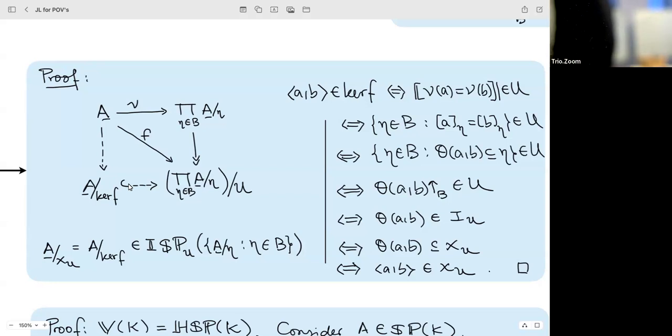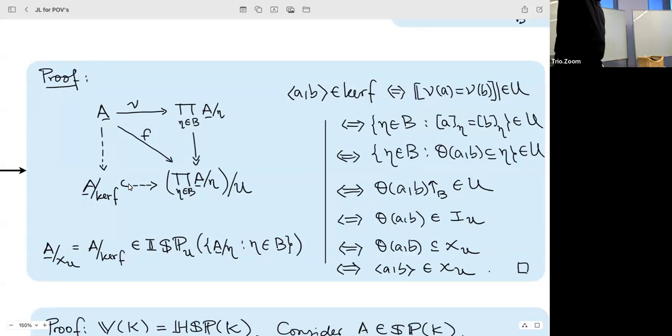Well, a pair of elements belong to the kernel if and only if when you apply this morphism and this other morphism, it gives you equal elements. So this means that the equalizer of the projection of a and the projection of b is in the ultrafilter, that is how this quotient is defined. This means that, what is the equalizer? The equalizer is all the elements of B so that the projection of a is equal to the projection of b.